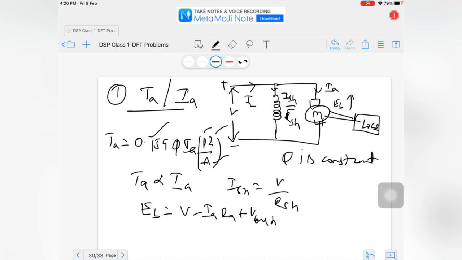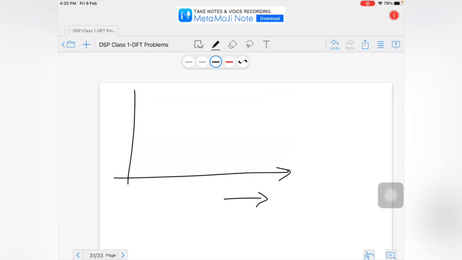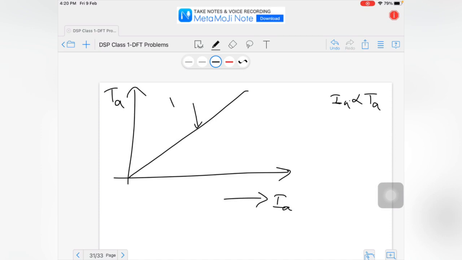Now, because of this constant nature, I can draw the characteristics like this. So armature current versus torque, that is armature torque. As current increases, because Ia is proportional to TA, even torque also increases. I will write like this. This is called the armature torque.